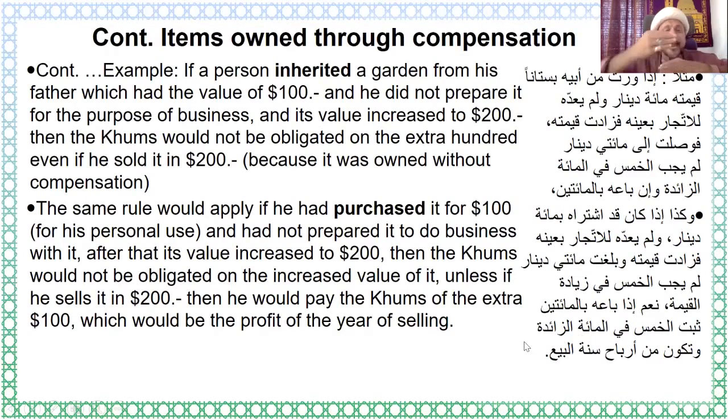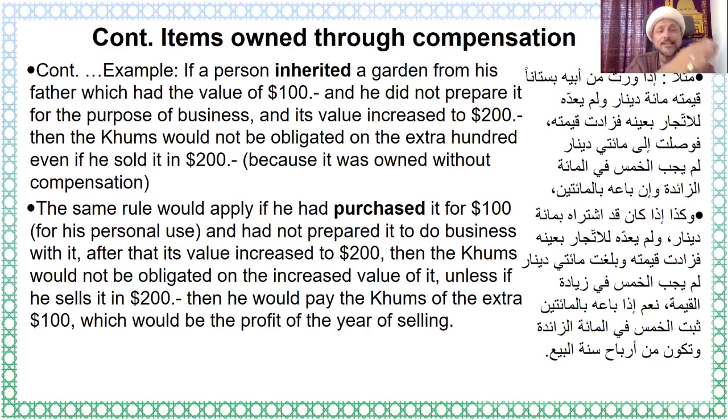So the 100 extra you got, khums will be on it. But when? At the end of the year, if you use it, okay? So he says, وَتَكُونْ مِنْ أَرْبَاحِ سَنَةِ الْبِيعِ. In which year you sold? You sold this year, then this is your benefits of this year. So this 100, you have to pay the khums of it.